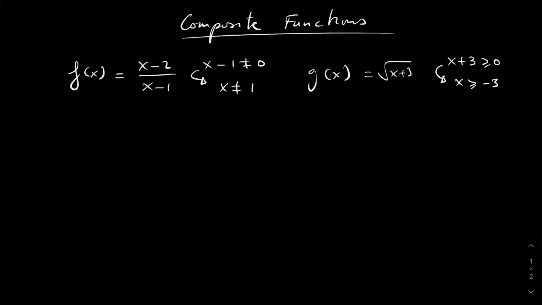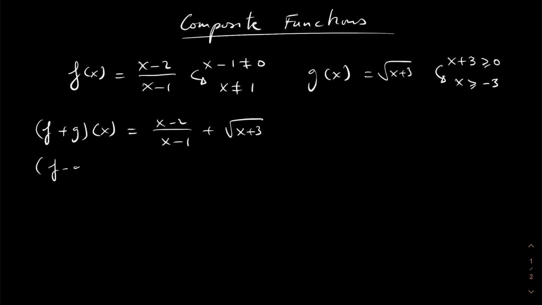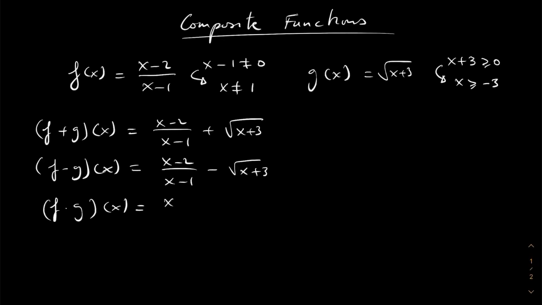And so when it comes to combinations of these functions, how would the domain look? If you looked at f plus g of x, which is equal to x minus 2 divided by x minus 1 plus the square root of x plus 3, as well as f minus g of x, which is equal to x minus 2 divided by x minus 1 minus g of x, which is the square root of x plus 3. And finally, f times g of x, which is simply f of x, so x minus 2 divided by x minus 1, multiplied by g of x, which is the square root of x plus 3.